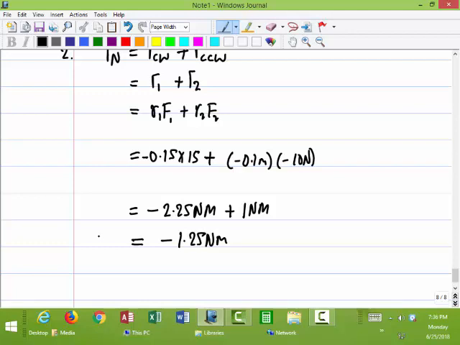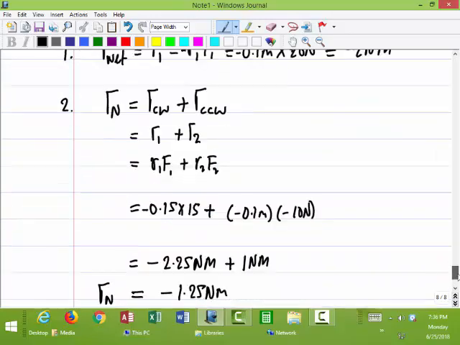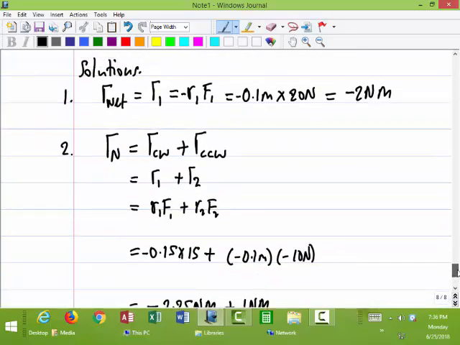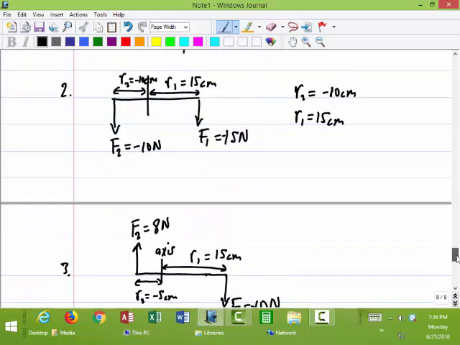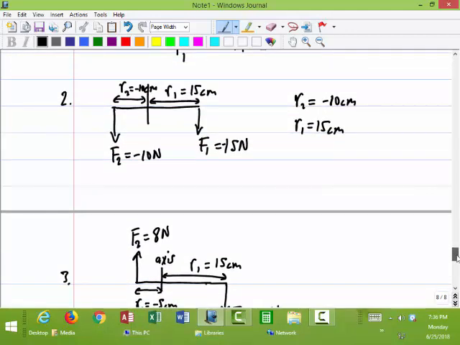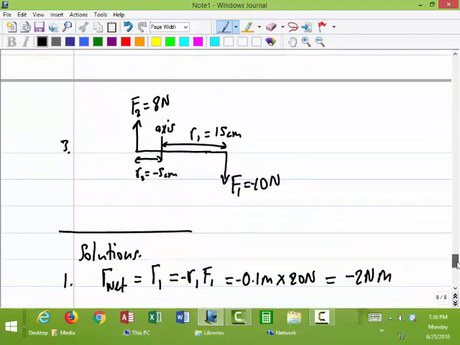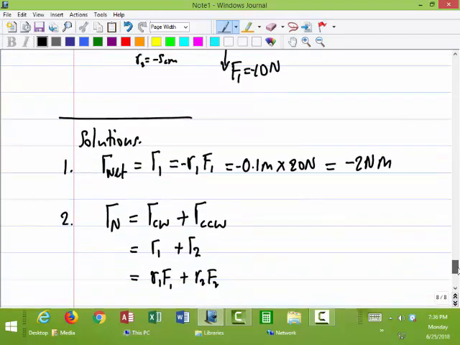So this gives us the net torque on this object. Because we have a larger clockwise torque than a counterclockwise torque, the object is going to rotate in the clockwise direction due to the presence of the two torques on it. So the clockwise torque is larger than the counterclockwise, so it rotates clockwise, which is the negative torque that we just found. In the third example, we can do it again.